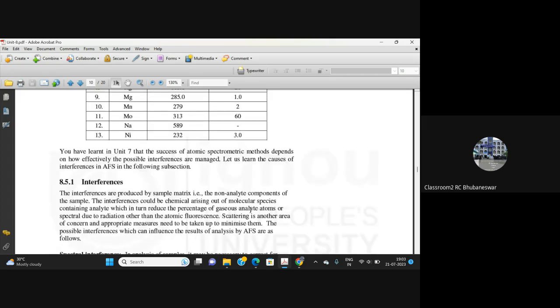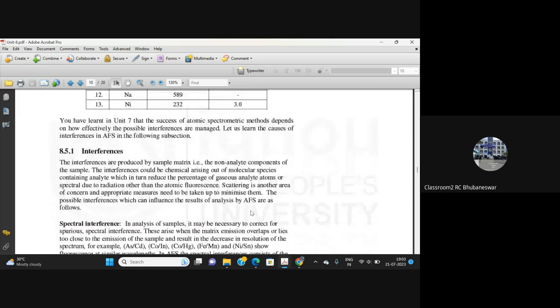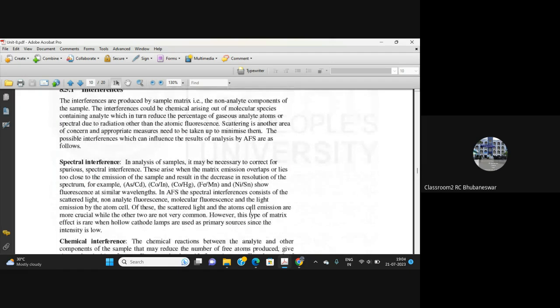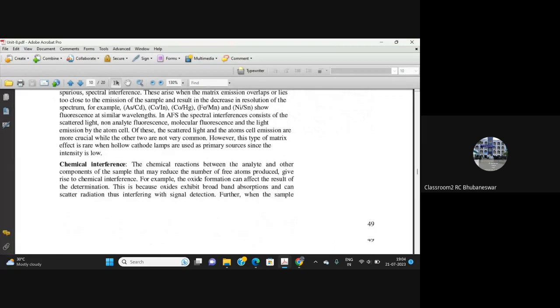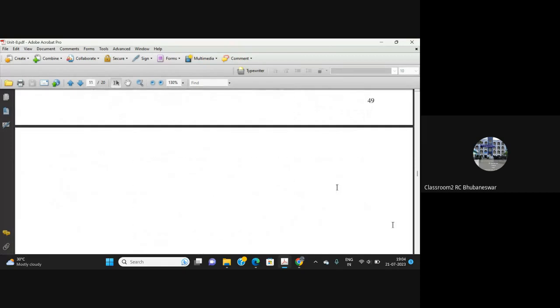Okay. Interference, there is always interference, chemical interference or radiation interference. Any error due to experimental error will be there, interference will be there, or chemical interference will be there. That interference means some other components may interfere, or it may affect the normal procedure of the detection.